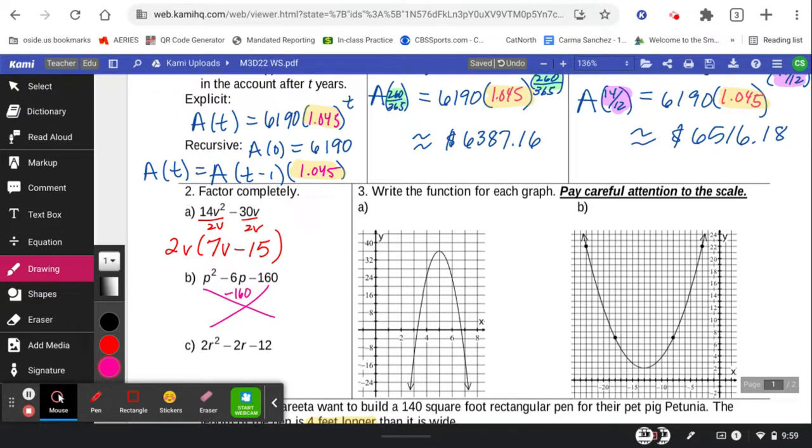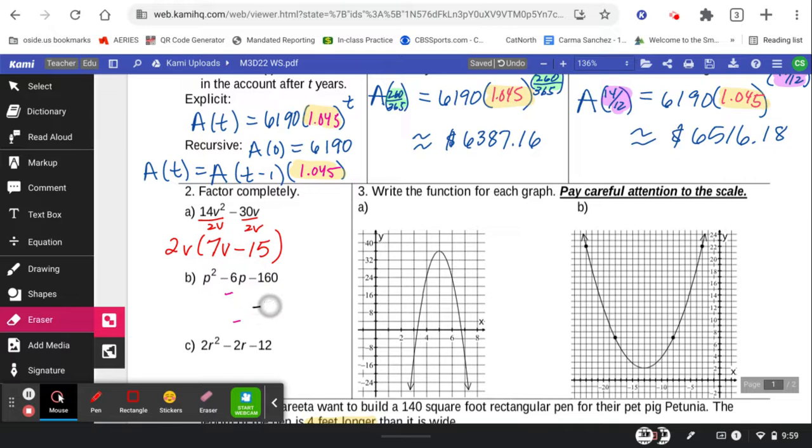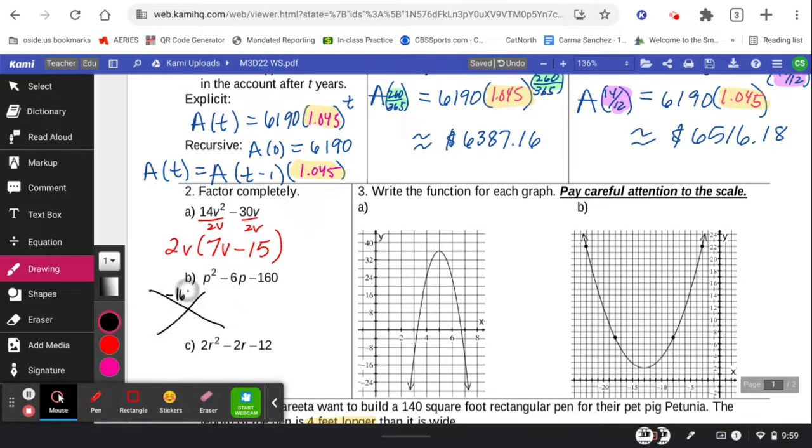All right, the next one can be done like this. And then what times what makes 160 and subtracts to negative 6? You got it, 10 and 16. Which one gets the negative? And so it's asking me for my factors. Negative 160 is 10 and 16. This one gets the negative. So my factors are x plus 10, x minus 16.